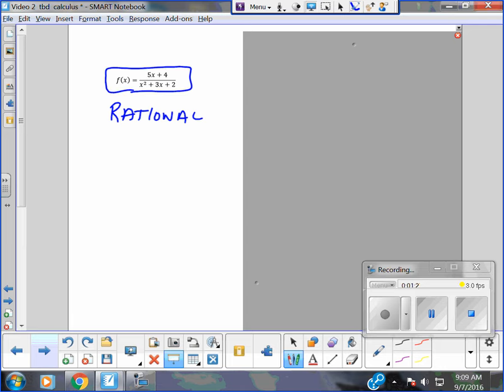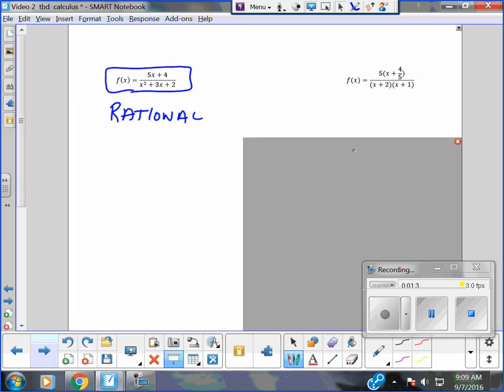In this case, we always want to factor, and I factored it over here. And I can see three things when I factor. I can see that the domain is all reals because it's rational, but it can't have the bottom be 0. I also can see that there's a 0 at negative 4/5.